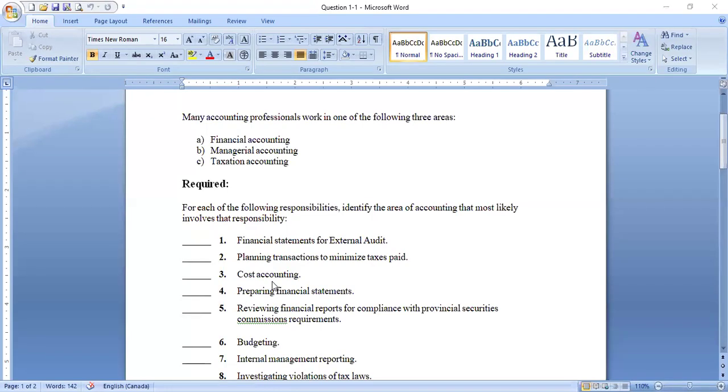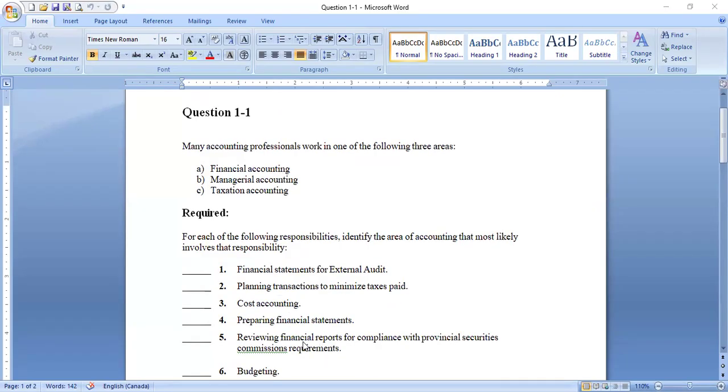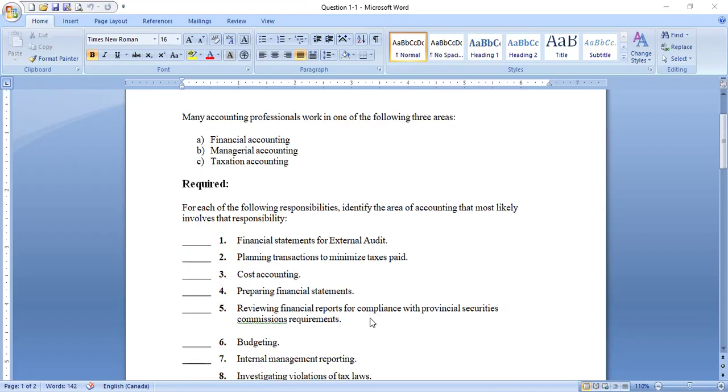Cost accounting. Accounting that deals only with cost, nothing else. Management accounting, definitely. Another term for management accounting is cost accounting. Preparing financial statements will be A, financial. Yes. Review financial reports for compliance with the Provincial Securities Commission requirements. That will be financial. Why? Because we are applying to the external users, right?